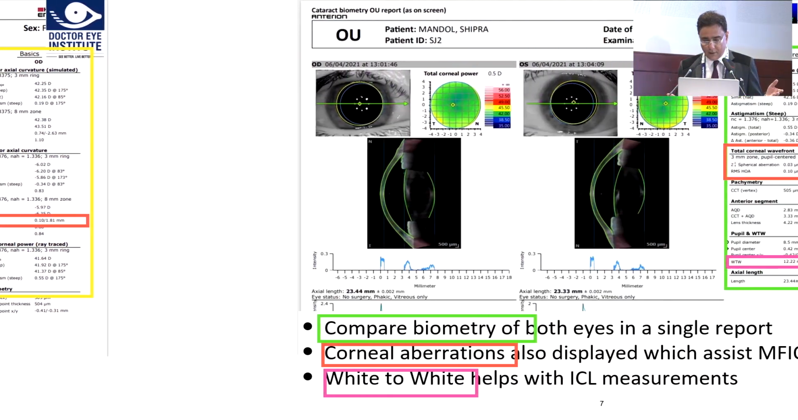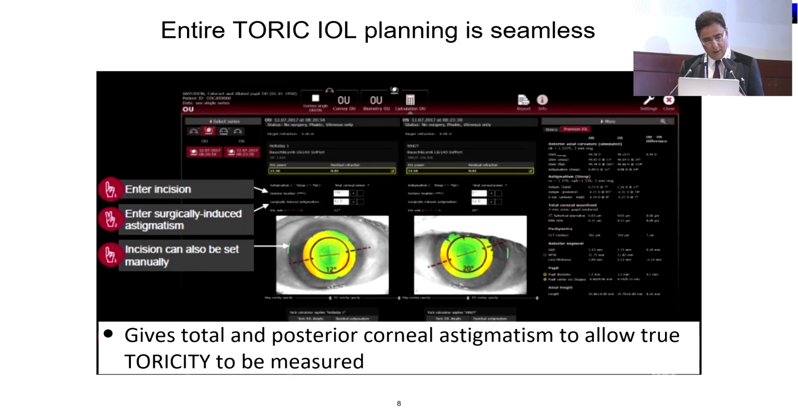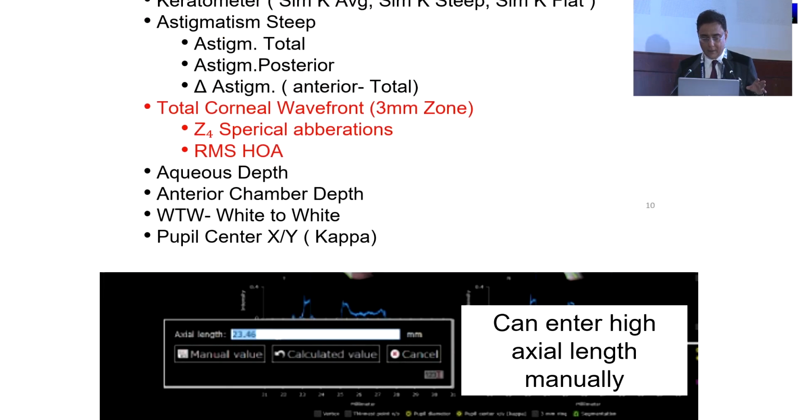And now if you go to another case where you have total corneal wavefront, you have a corneal wavefront analysis, and here you can actually look at the high-order aberrations. So you can compare biometry, you can compare corneal aberrations, and you get an idea of white to white. So you have full analysis in one shot of each eye, and this is important as far as post-refractive cases are concerned. So entire toric planning can be done together, and this gives you anterior corneal astigmatism and posterior corneal astigmatism. You can decide where to place your incision, and the incision can be set manually. Again, if you are not getting an axial length sometimes, if it is a dense cataract, you may not get a reading, you can do an immersion and enter it manually, and that itself will also help you.